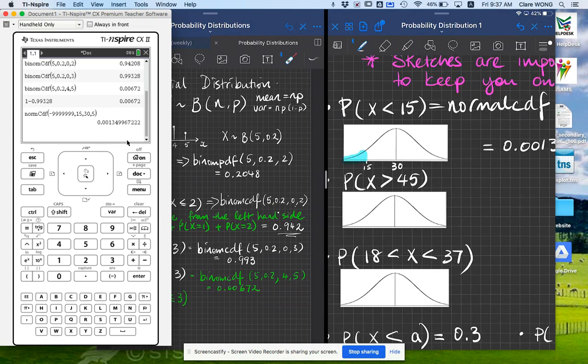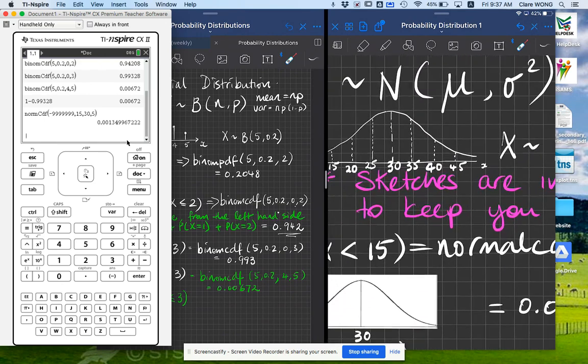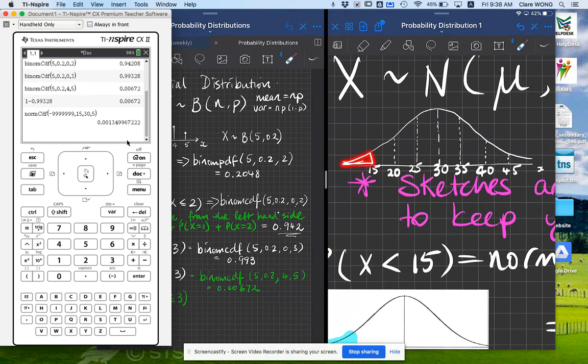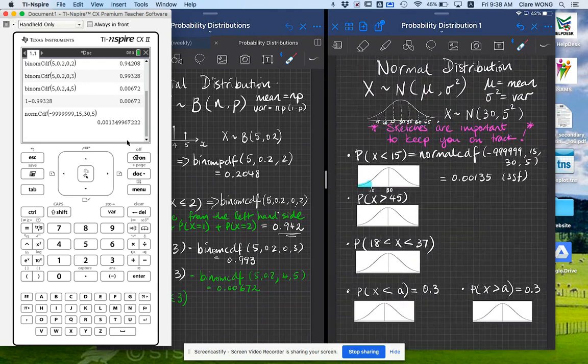Well, how about this one? Probability of x greater than 45. We know that this is 30 here, 45 somewhere here. We want this bit. Now, I deliberately picked 45 because I want you to see this is 15, 45 is over here. They are symmetrical. Okay, so if I work it out on the calculator, it should give me this value.